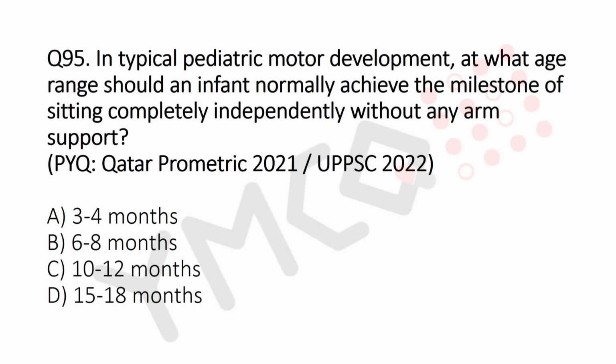In typical pediatric motor development, at what age range should an infant normally achieve the milestone of sitting completely independently without any arm support? Option A, 3 to 4 months. Option B, 6 to 8 months. Option C, 10 to 12 months. Option D, 15 to 18 months. And the answer is option B.